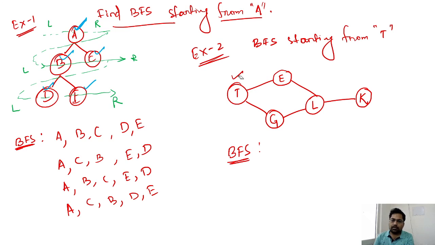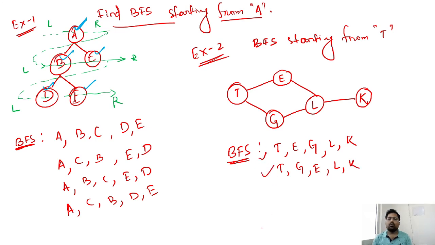Starting from T, so we have to write T. If you do not want to use any method, you can use a simple method, or a trick you can say. The connected nodes will be visited first. Connected are E and G, so you can visit any one. Clear? So E and G, which are immediately connected, will be visited first. Next connected is L, next connected is K. Here I have written E first, you can write G first also. This is how you can get 2 BFS.